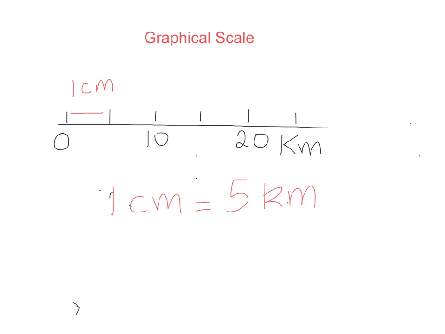To convert to a ratio, you get rid of the units, and you have to remember that to convert 5 kilometers to centimeters, we first multiply by 1,000 and then we multiply by 100. So the map scale is going to be 1 to 500,000.